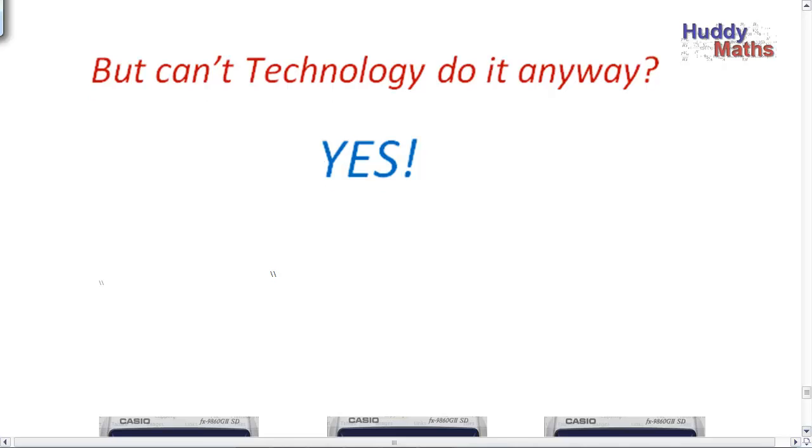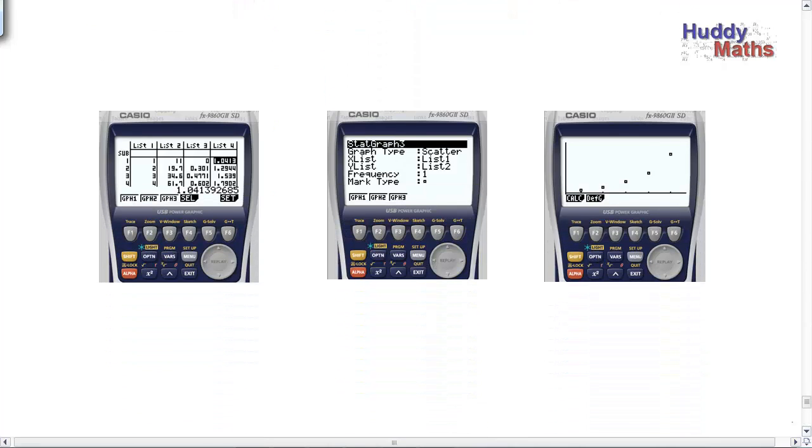Let's go down and explore that. So this time we're going to leave logs out of it and make the calculator try to fit a graph.